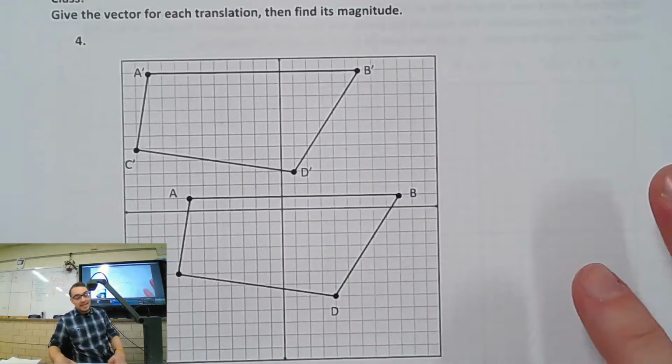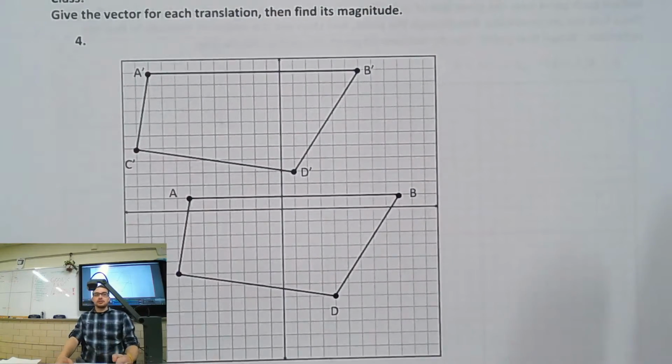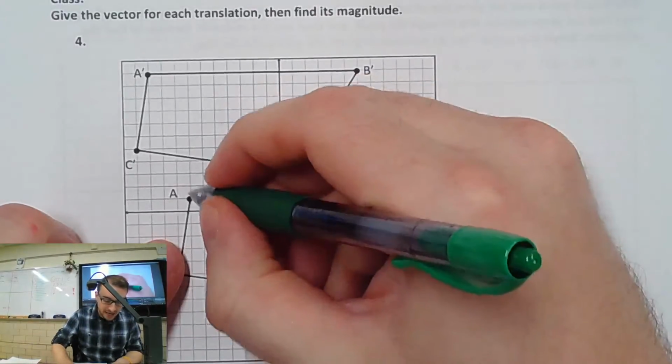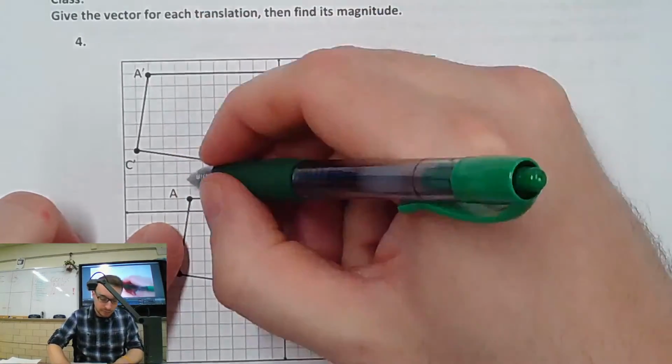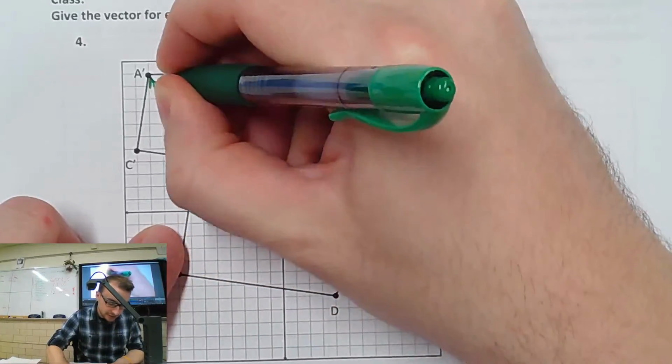Number 4. They gave you the before and after, right? You're going to find the vector that did that. So, if we go from A to A prime, which is what we're going to do, right? We go towards prime. Prime means new. Here's the vector we're applying.